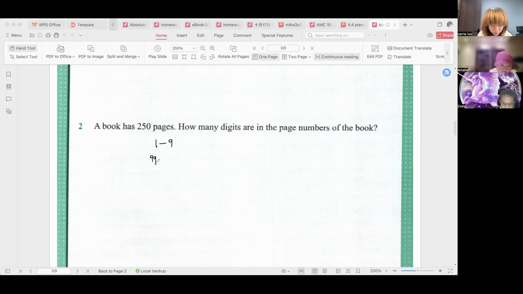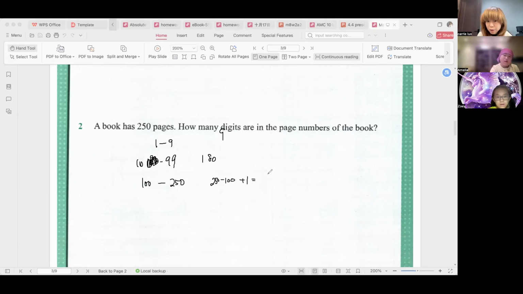And 10 to 99, right? Okay, so 100 to 250, correct? Okay, so 1 to 9 has how many digits? 9. Yeah, so 10 to 99 has how many? 180. Very good, 180. So 100 to 250 has how many numbers? 151, because it's 250 minus 100 plus 1.